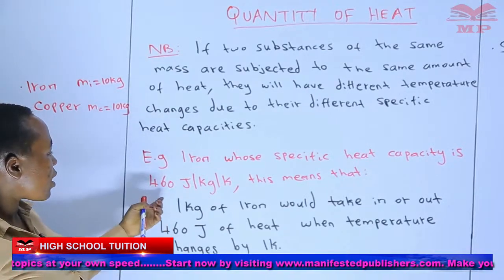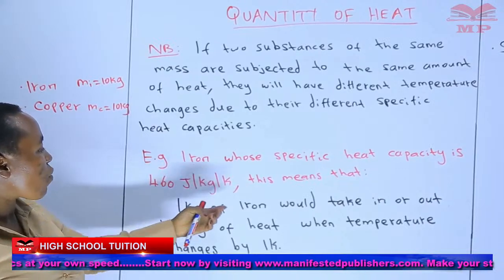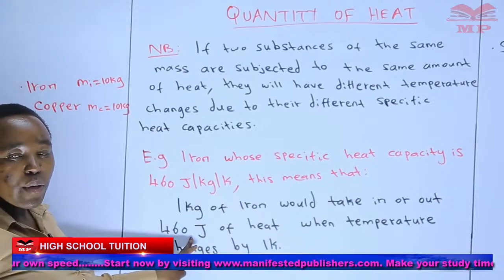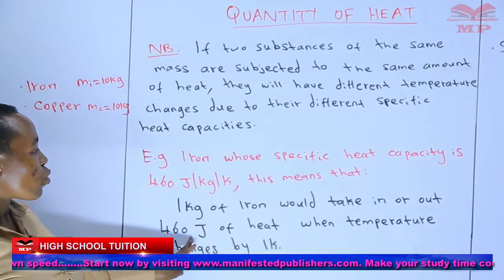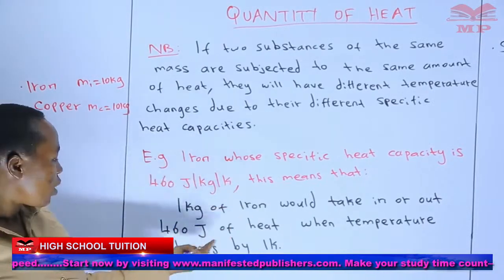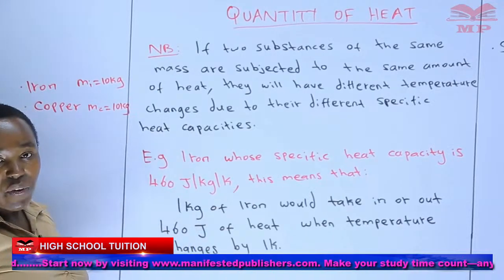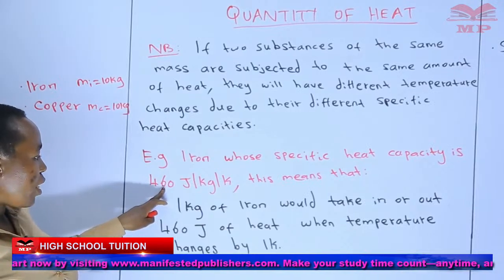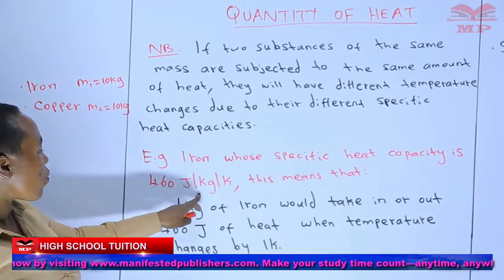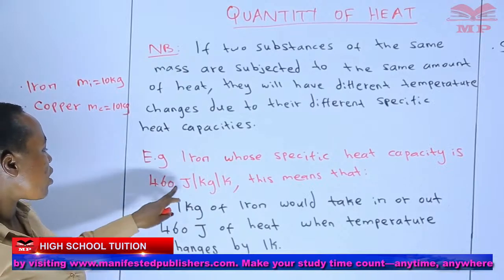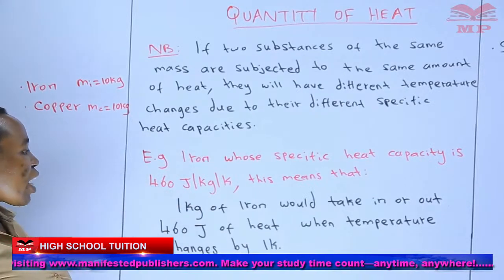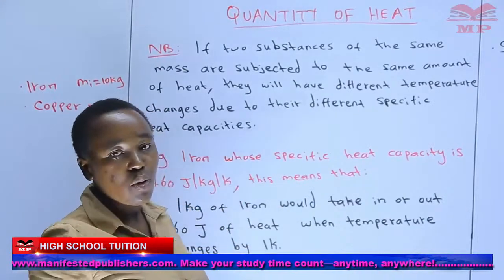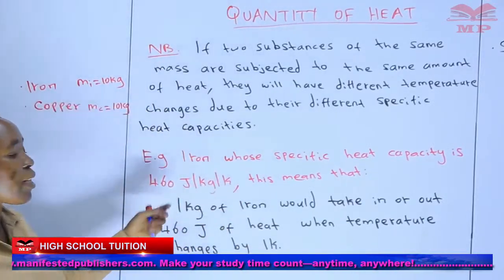So meaning that in this case, for example, where we are saying 1 kilogram of iron takes in or out 416 joules, in case we have another substance or another material, then it is going to take in or out a different amount of energy depending on the specific heat capacity. So 1 kilogram of iron from this will take in or out 416 joules of heat when temperature changes by 1 Kelvin. Hoping that that is well understood, you can be turned to explain what that means.